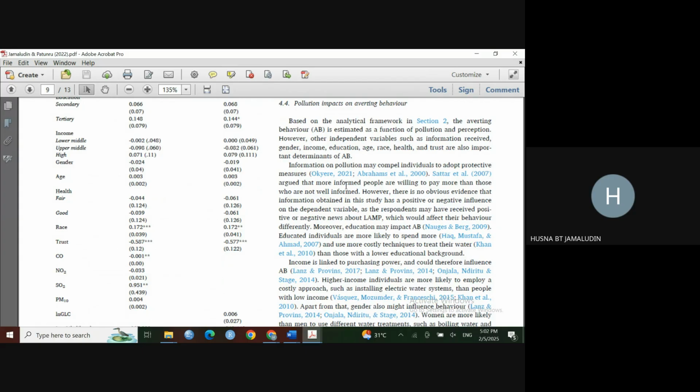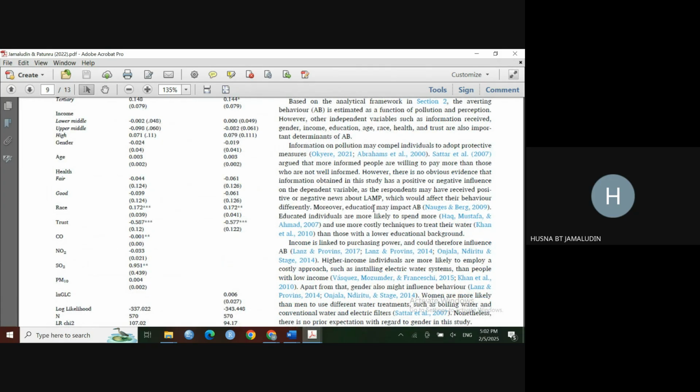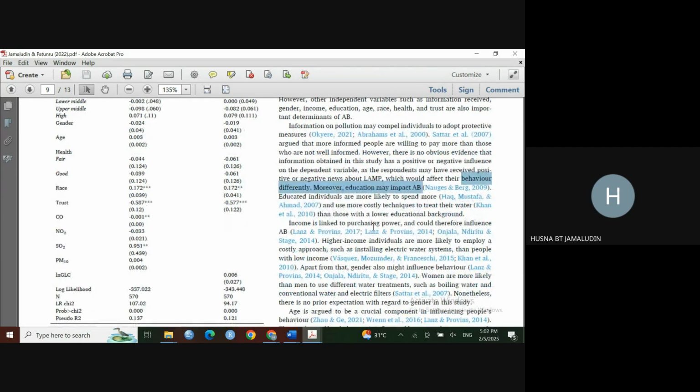Okay. So based on whatever result you got, you are showing that information on pollution, this is the actual data. You cite the studies that support your finding. So whatever your finding, education may impact people's behavior. According to him, you also get the same result. Income is linked to purchasing power and could influence people's behavior. So these are the studies that also support you.